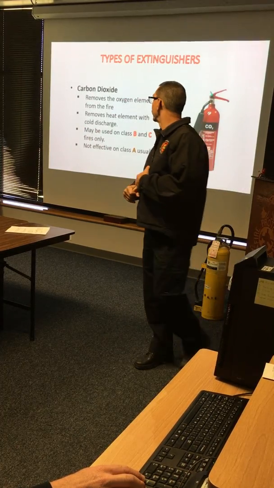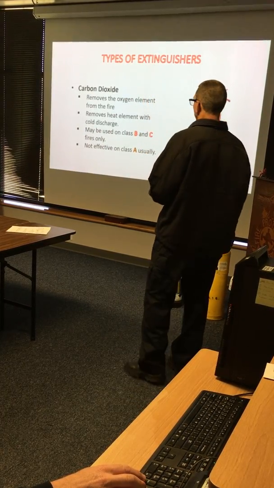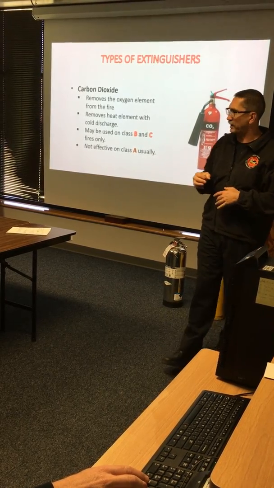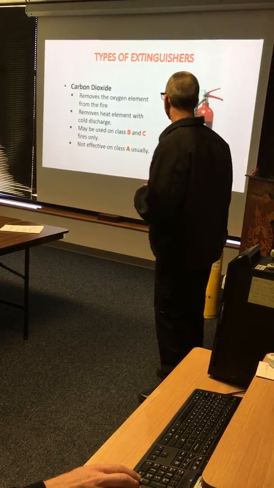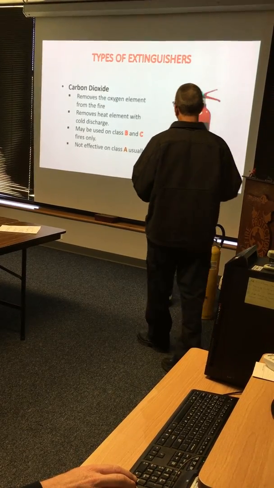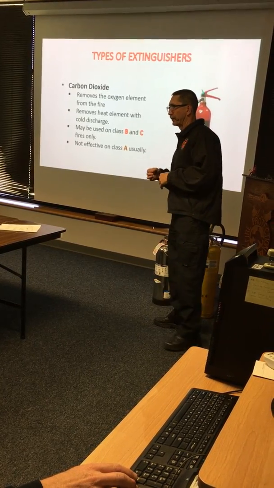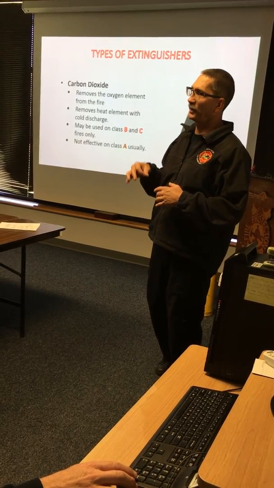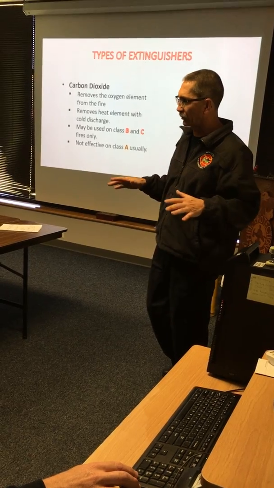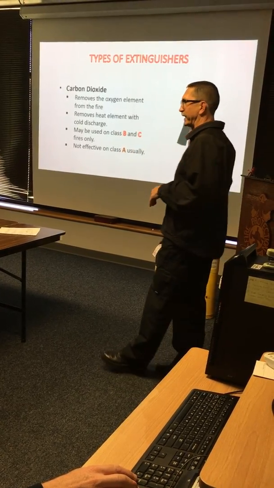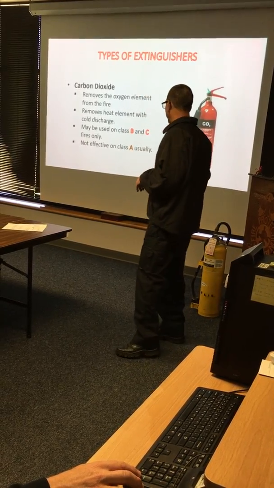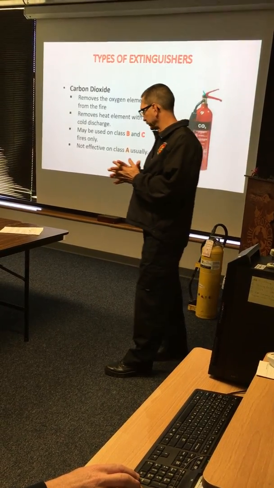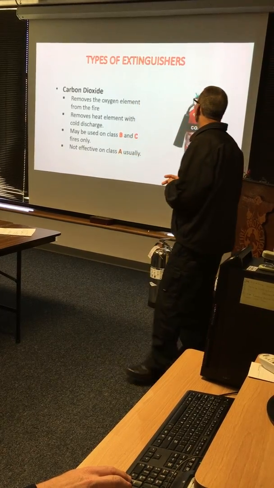Second, a carbon dioxide, or better known as a CO2 extinguisher. It also removes the oxygen from the fire, but it's only good on a B, C type fire only. It can cool a fire, but if it's large enough, it will not cool it off. It'll reignite. So that's why it's only a BC fire. It's not very effective on a Class A fire, which is your wood, paper, and trash.